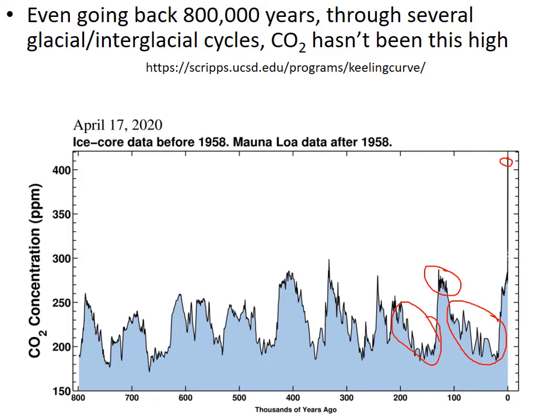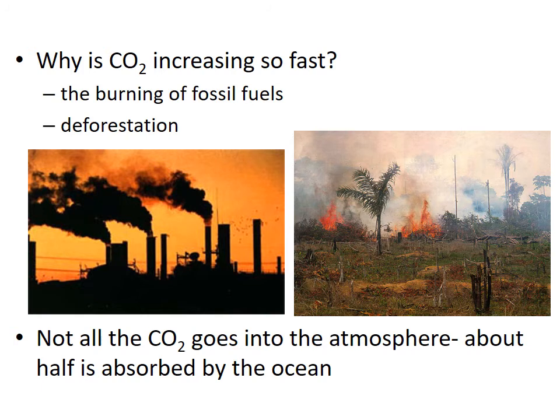So we're creating this composition of the atmosphere that hasn't been seen in 1 million years on the Earth, and it's likely that that's going to have very significant effects on the climate. In fact, we're seeing some of those big effects on the climate already. So why is carbon dioxide increasing so fast?